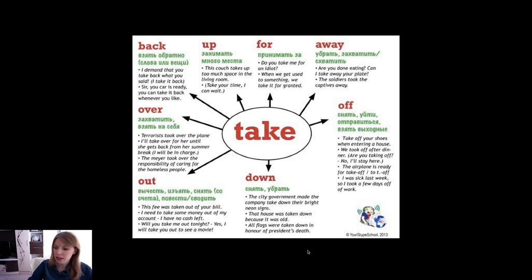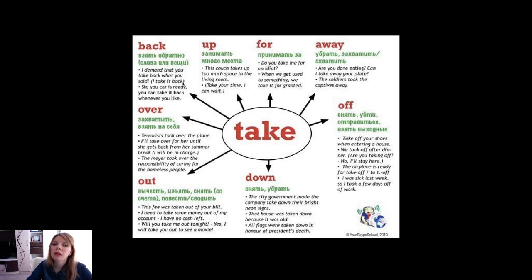Okay, so let's have a look. If we use take with preposition back, the meaning is взять обратно слова или вещи. You have two examples here. I demand that you take back what you said. I take it back. Требуем, чтобы ты взял свои слова обратно. So, take your words back. Take it back.